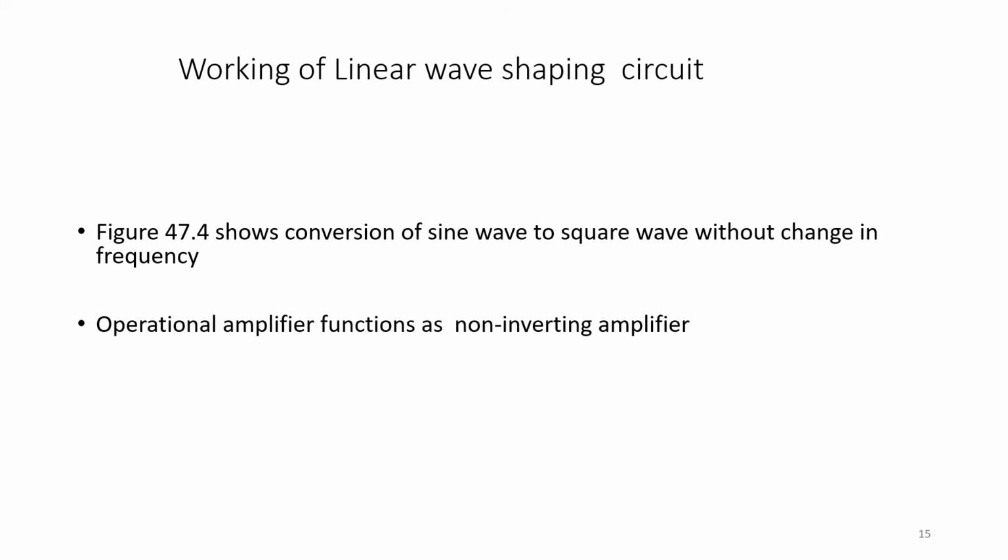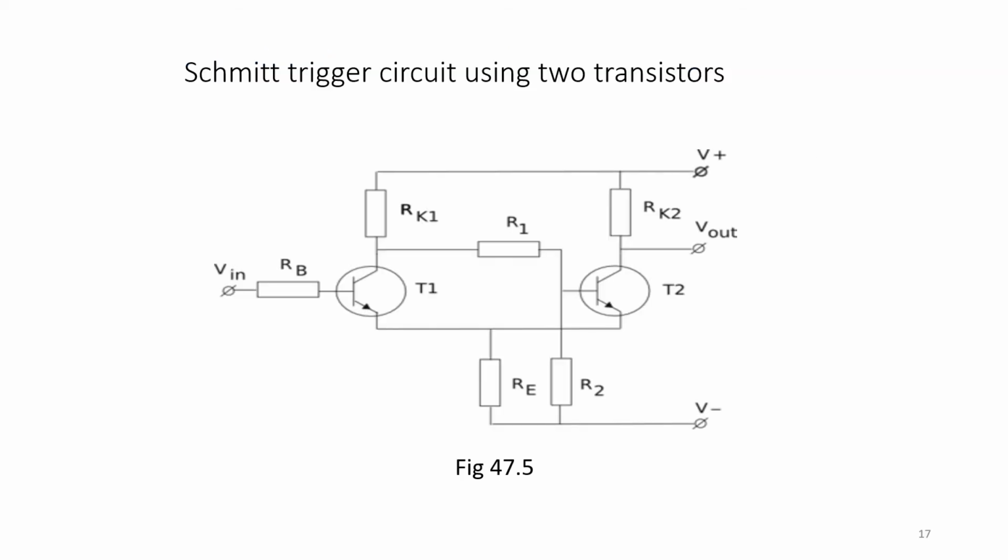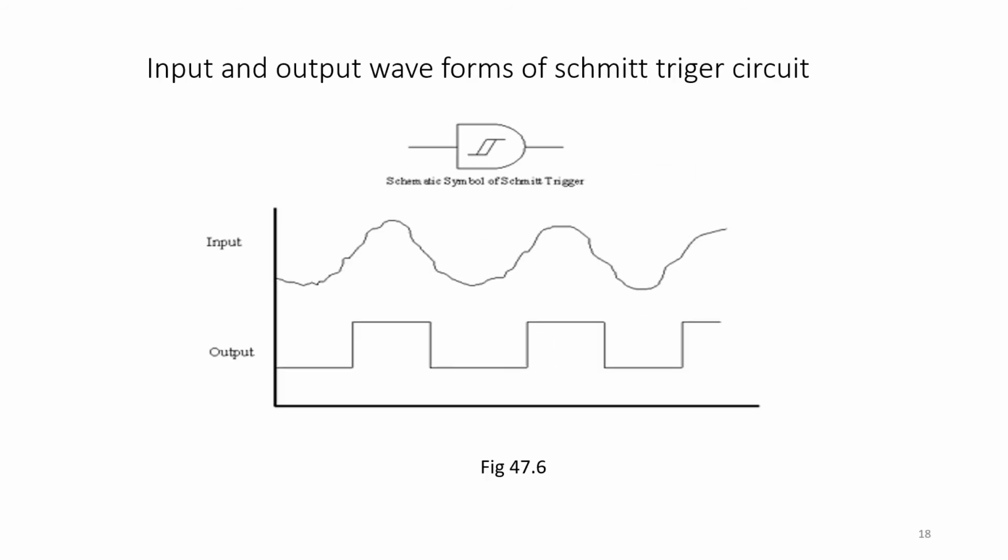The operational amplifier functions as a non-inverting amplifier. It provides high gain. Positive and negative clipping is provided at certain voltage levels by diodes D1, D2, Zener diodes D3, D4, and the associated resistors. The amplitude of the square wave output is V0 equals plus or minus (Vz plus Vt). So this is a Schmitt trigger circuit using two transistors to convert a sine wave to a square wave. This is how it converts the sine wave to the square wave.